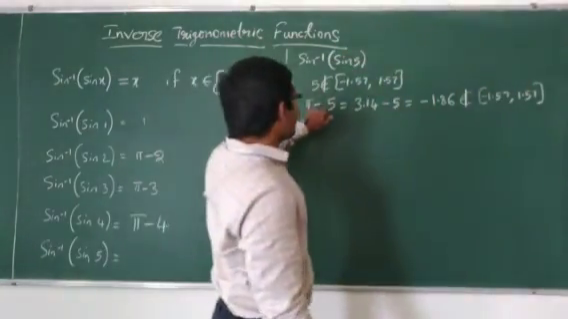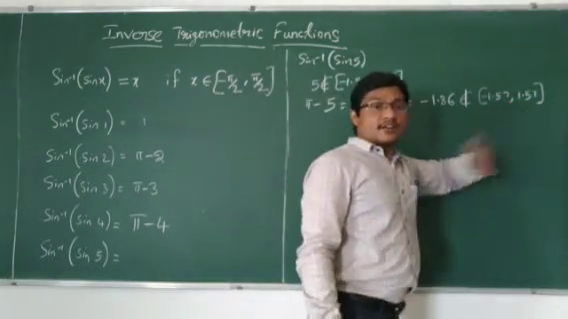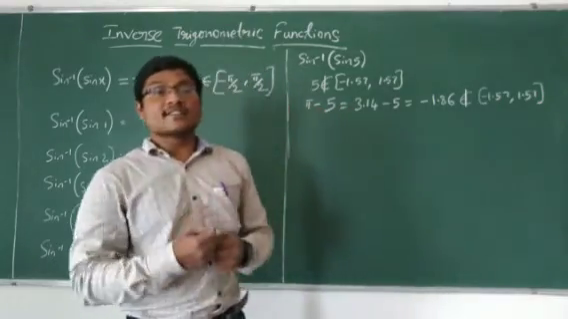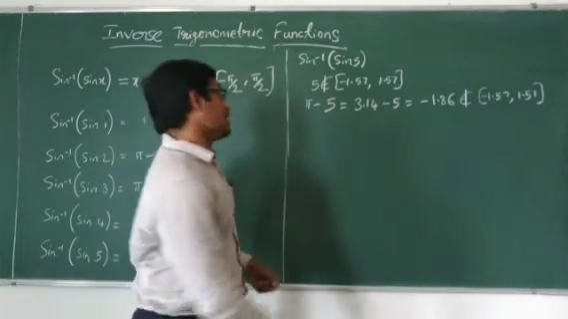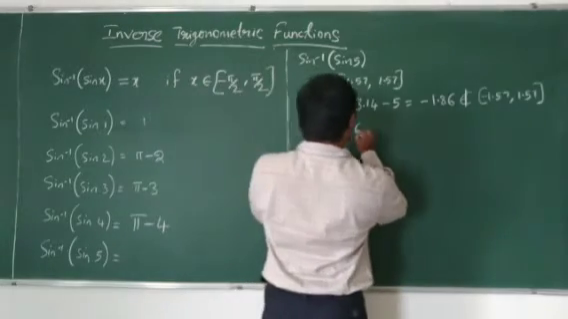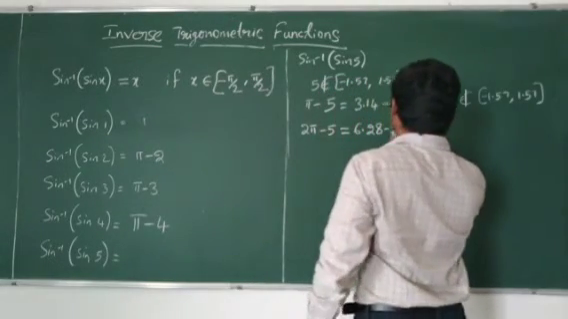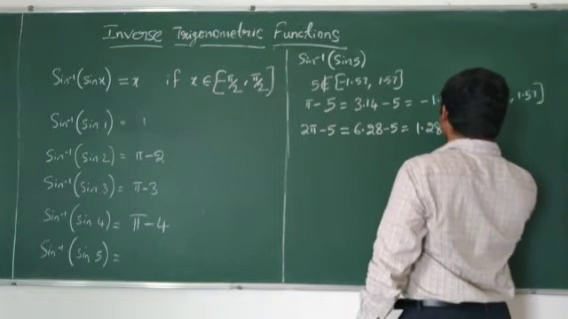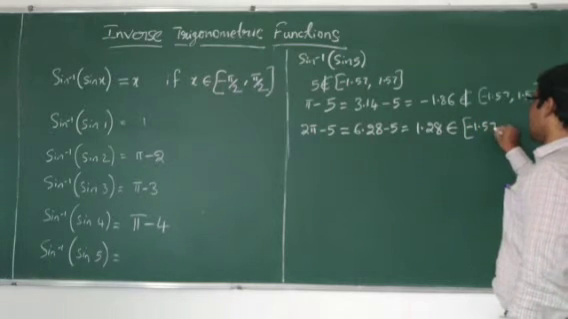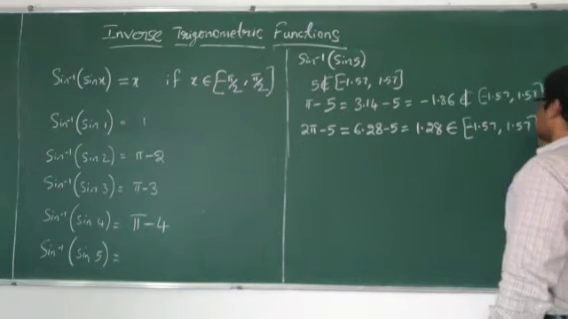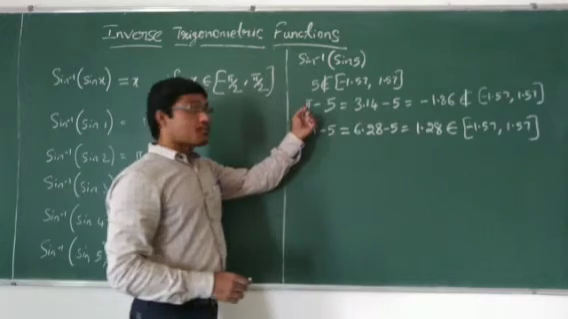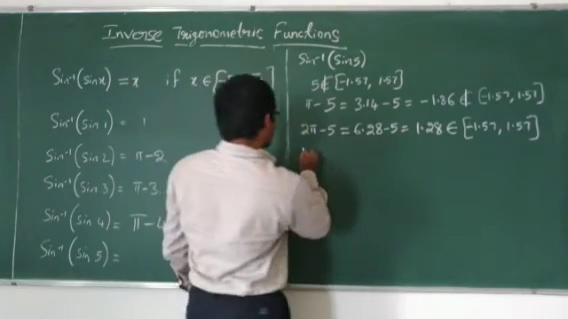So what we need to do now? Pi minus 5 is also not in the interval. As I said, if pi does not satisfy, then we have to consider the next multiple of pi. So we consider 2 pi minus 5. 2 pi is 6.28 minus 5, which is equal to 1.28. Now this 1.28 belongs to the interval minus 1.57 to 1.57. So now I add and subtract. Instead of adding and subtracting pi, now I add and subtract 2 pi.